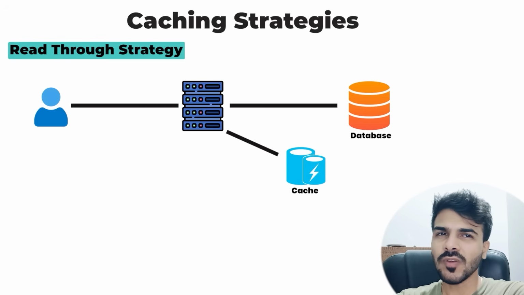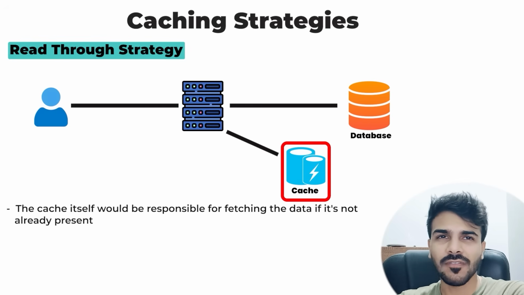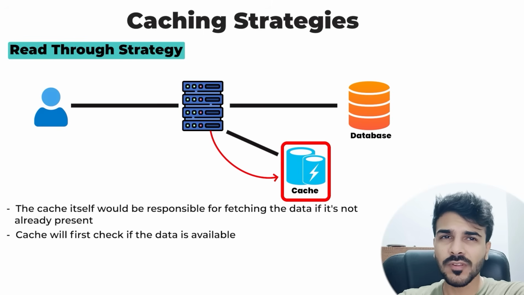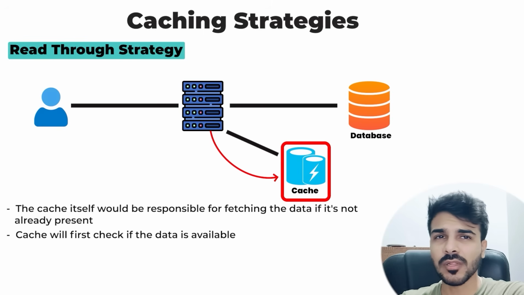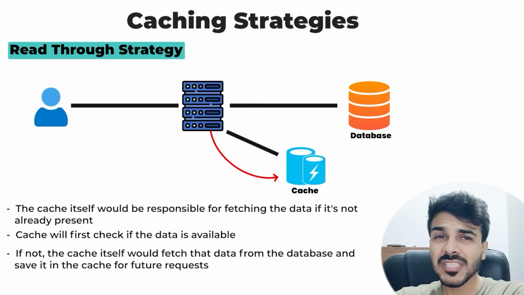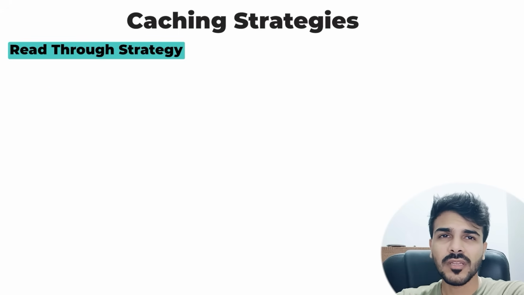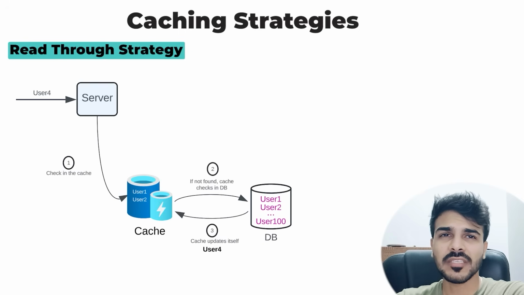Now in the read-through strategy, the cache itself would be responsible for fetching the data if it's not already present. So when the server requests the data, the cache will first check if the data is available. If not, the cache itself would fetch that data from the database and save it in the cache for future requests. Now you can take a look at the diagram to understand this better.